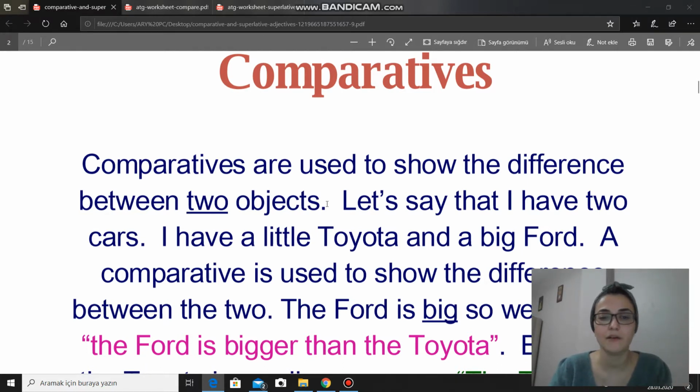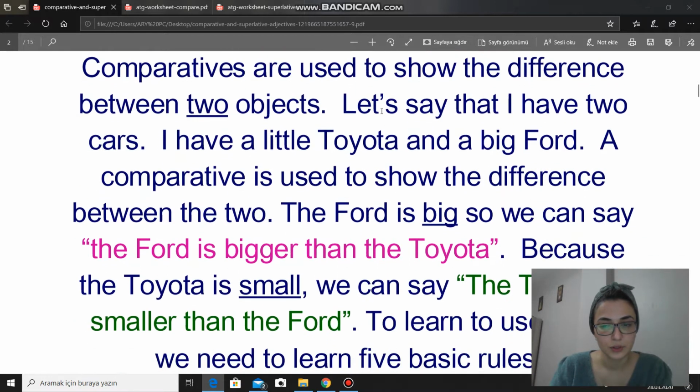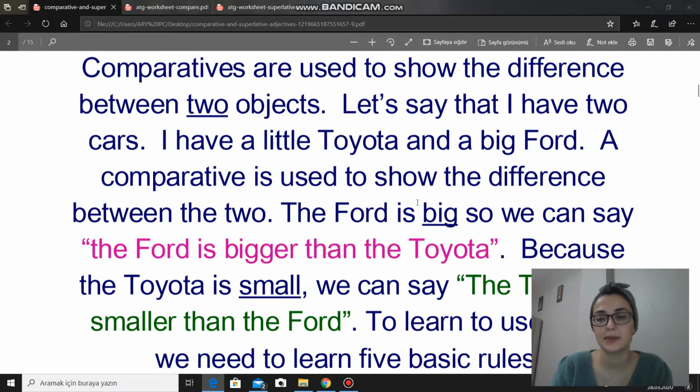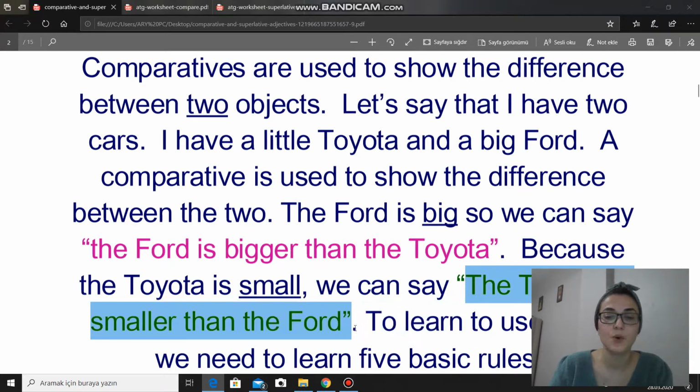Let's say that I have two cars. I have a little Toyota and a big Ford. A comparative is used to show the difference between these two. So the Ford is big, so we can say the Ford is bigger than the Toyota. Bigger than. See? Big, bigger. Because the Toyota is small, we should say the Toyota is smaller than the Ford.